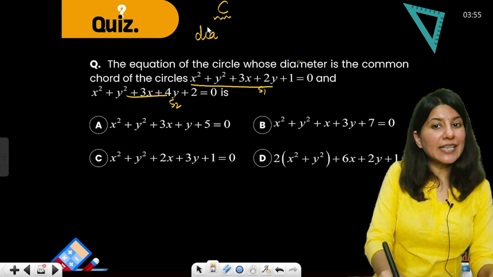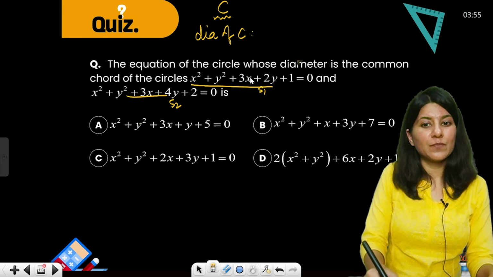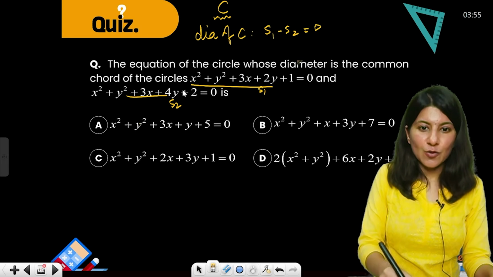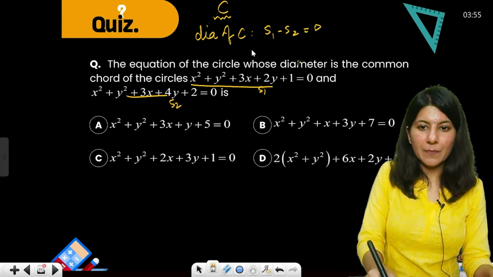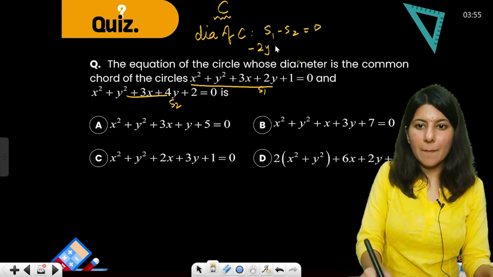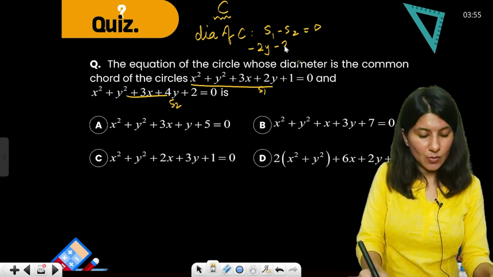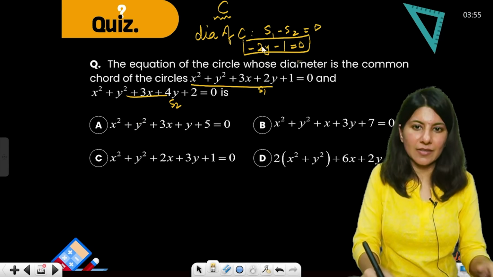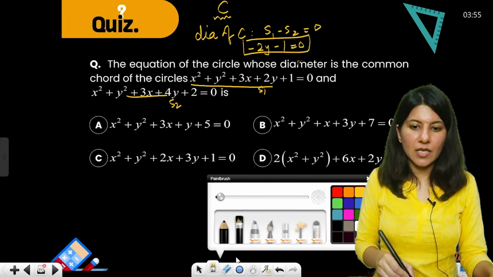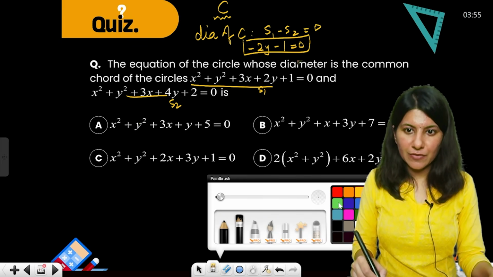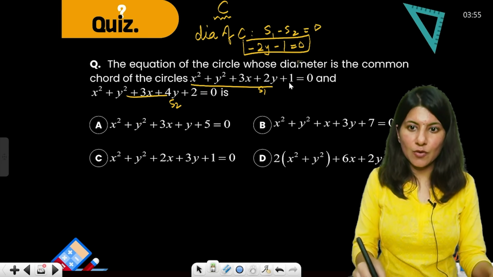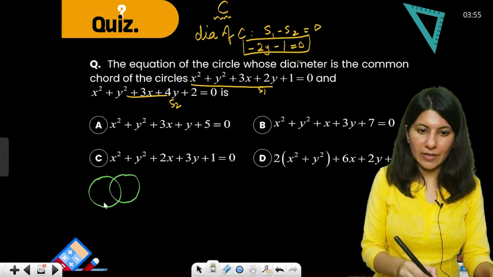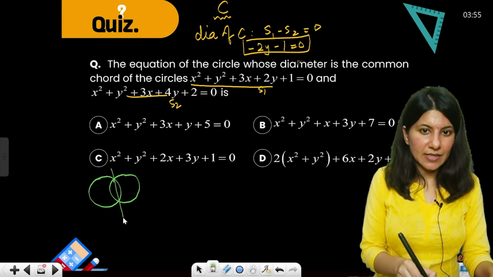Can I calculate the diameter of my circle? For the diameter, S1 minus S2 equals 0, right? So 3x is gone, 2y minus 2y, and minus 1 equals 0. This is your equation of the diameter. Basically, we have subtracted the circles. So what is happening? The equation of the circle whose diameter is the common chord. There are two circles, and the common chord is this.